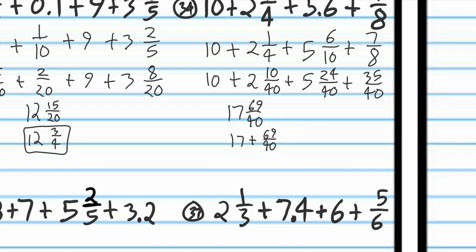So 40 goes into 69 one time. 40 times 1 is 40, and then the remainder, 69 minus 40, is 29. And the denominator is just going to be the same.